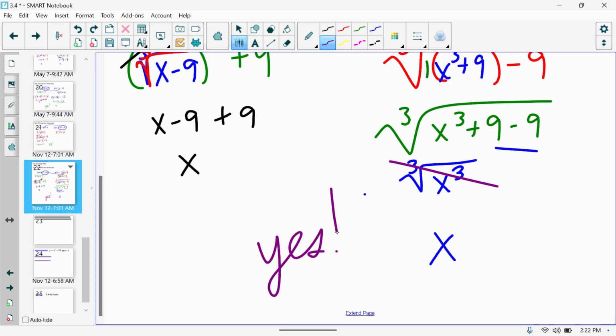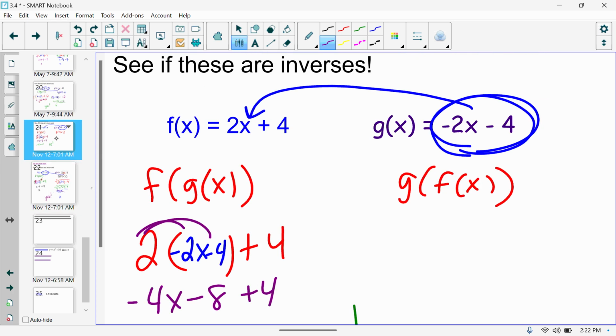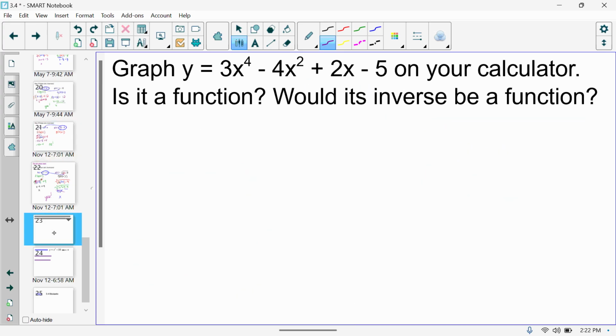Okay, so we talked about like 3 different types of problems. So if you have to know if something's inverses, you have to check f of g of x and g of f of x and see if you get x for both. We learned how to tell if something is a function and how to tell if its inverse is a function. So we're going to just do a couple questions to finish here before you start your homework. I want you to go graph this in y equals and see what it looks like.